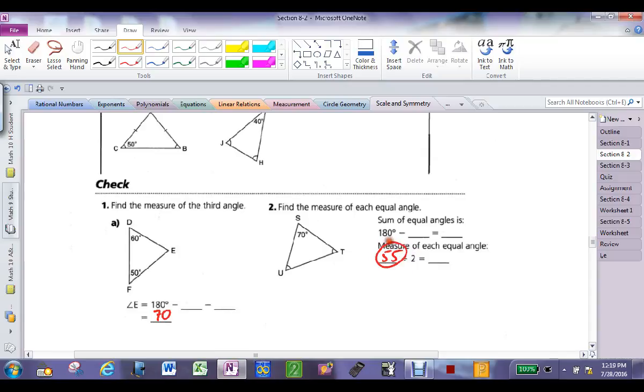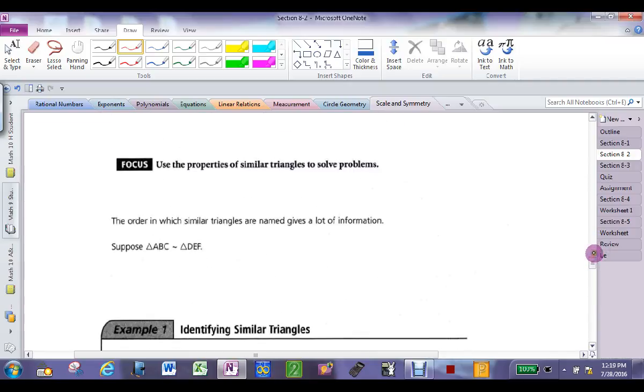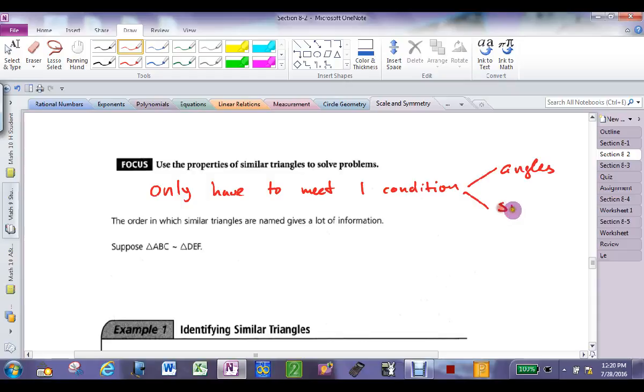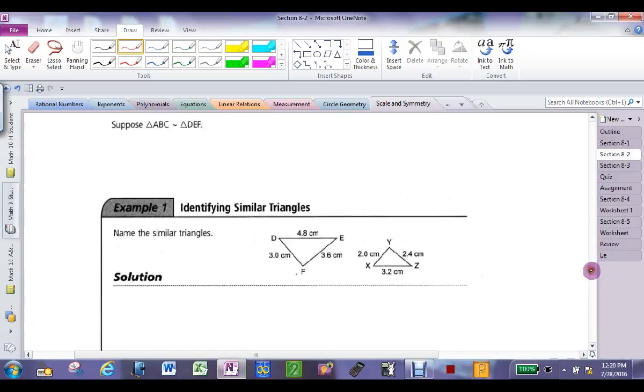Cool. All right, now we're going to get to the only thing that makes this hard. Similar triangles are just similar polygons, right? Triangles are special, okay? They only have to meet one condition: angles or sides. If it's anything but a triangle, you've got to check angles and sides. But if it's just a triangle, you can check one or the other.